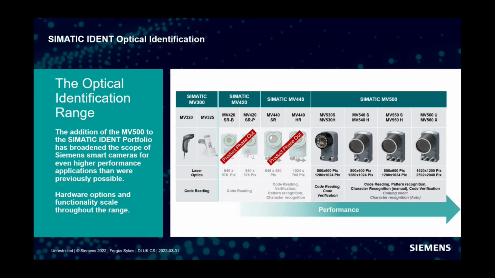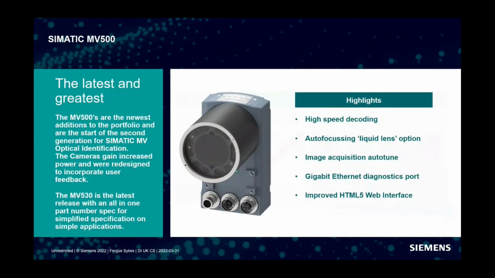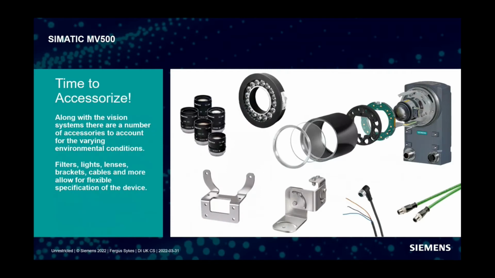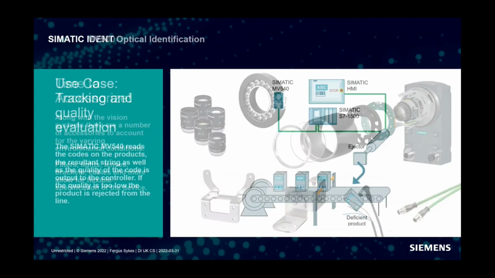This is the reading range. We do also have hand laser scanners on the left-hand side there, if required. That again can be integrated with WinCC. As a closer look at the MV500, there are a bunch of different highlights. Liquid lens option is definitely a highlight, so that you can do autofocus without a mechanical motor moving part. It's a liquid packet instead that changes shape dependent on the electrical signal provided. There's loads of accessories for these, so obviously lenses, lights, different cable connection methods.